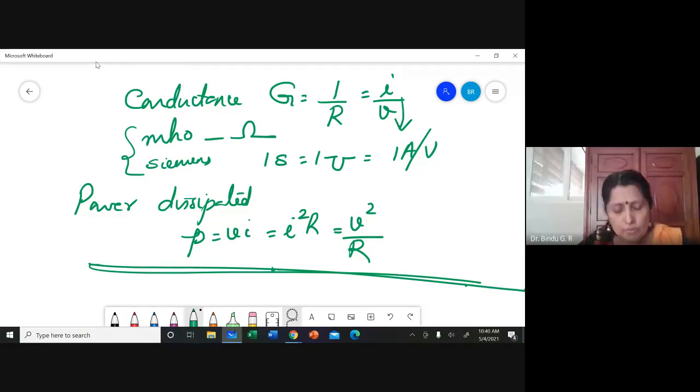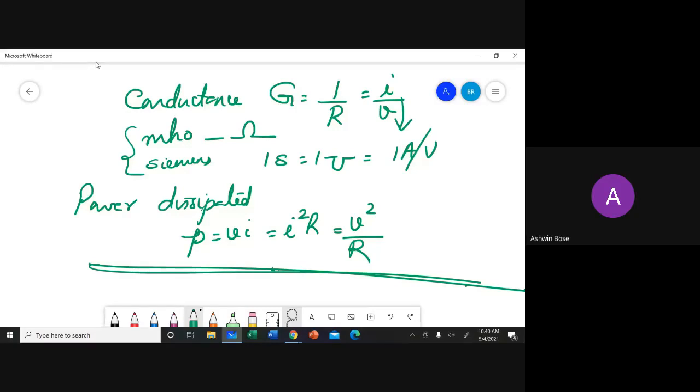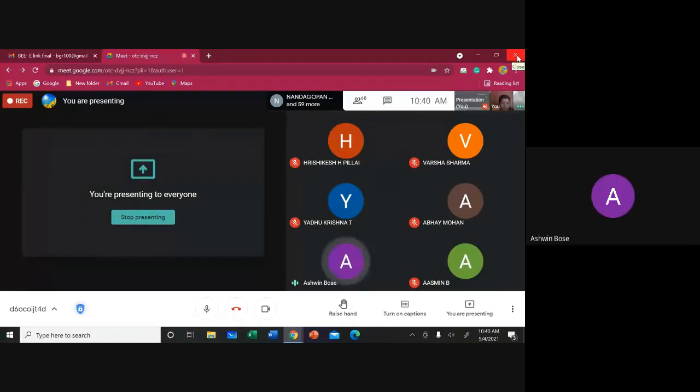Ma'am, superconductors' resistance is 0. Voltage 0? Sorry? Voltage 0.